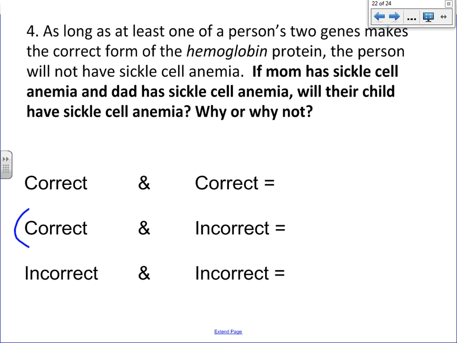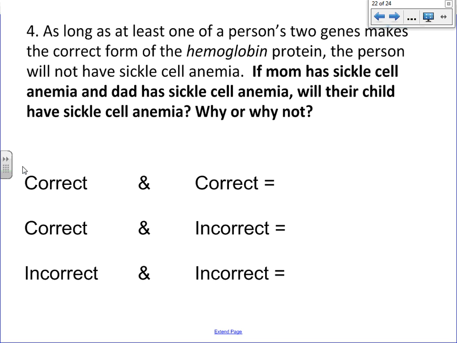And people say, well, what if your mom gave you the correct one and your dad gave you the incorrect one? Or what if you flipped it and your dad gave you the correct one and your mom gave you the incorrect one? It's the same thing either way. Most of your genes do not care which one came from your mom and which one came from your dad. So really, we only have these three options here. So what we need to do is think about if you were this person in each of these three circumstances, what would happen to you? So let's take the first one.